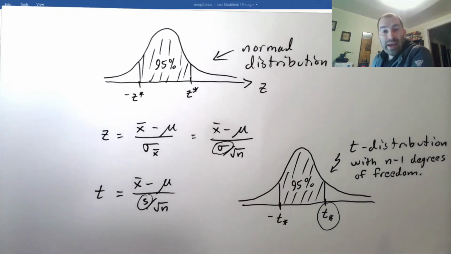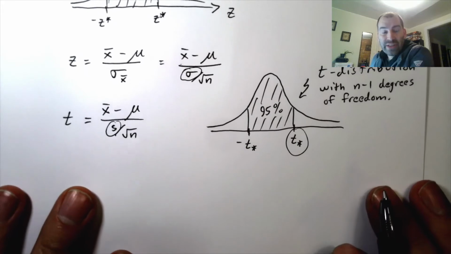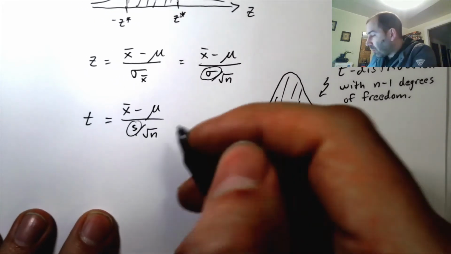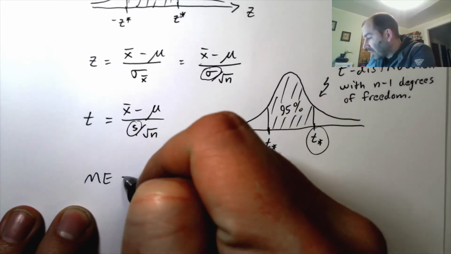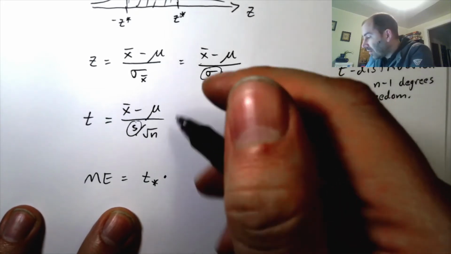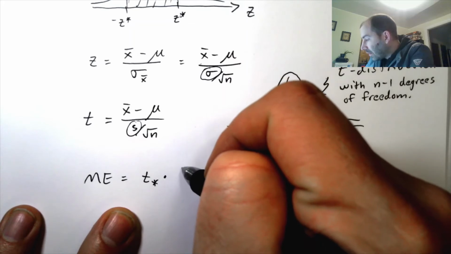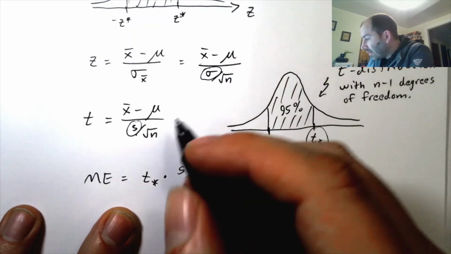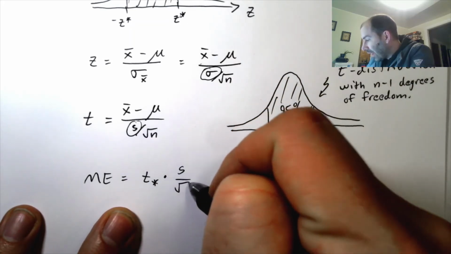And once we find that value, we're going to do exactly what we did before. We're going to write our margin of error. It's going to be the t star times this value here, s over root n.